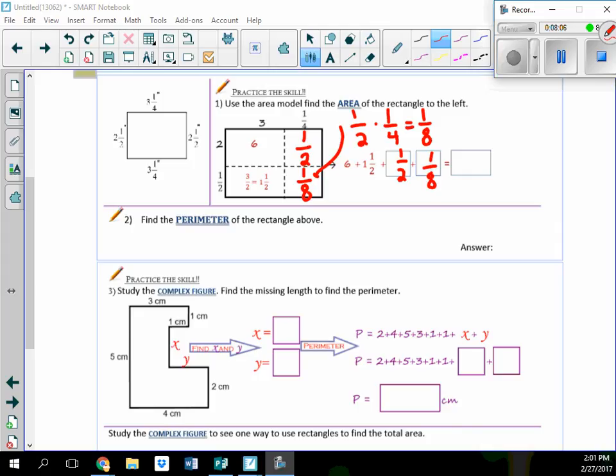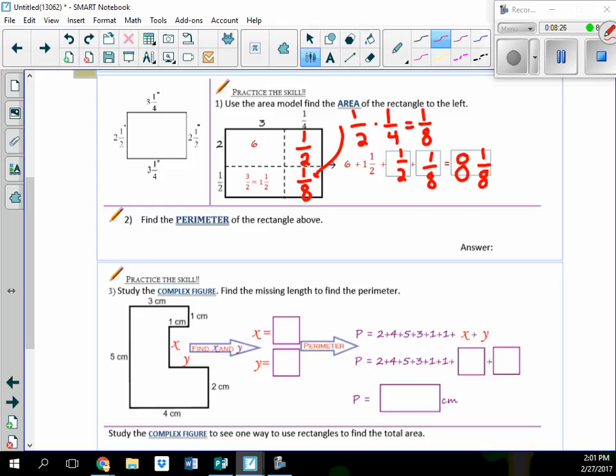Julie, what'd you get? Awesome. I was looking over your work just from here, and it looks like that's what a lot of you guys got too. Any questions? I should say I didn't see anything else. Do you have any questions? Fantastic. All right, our next one is find the perimeter of the rectangle above.